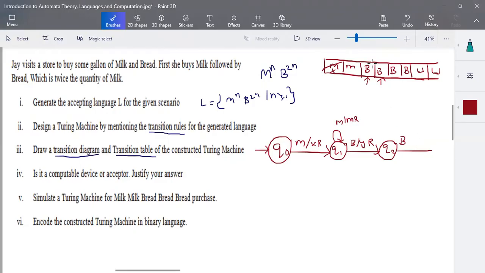Okay, so I have to take this b, cancel it to y. I have to take this b also, cancel it to y, and go to Q3. Whenever you have a cancellation, better to have a state change. Now, what is the next step?